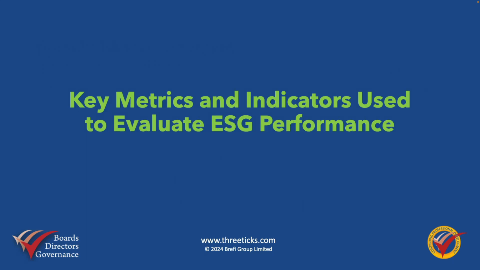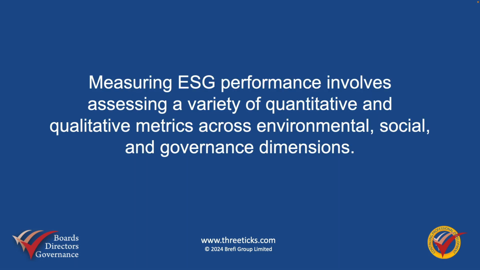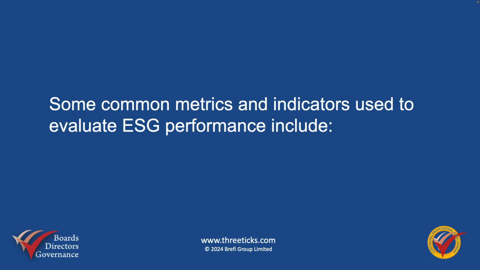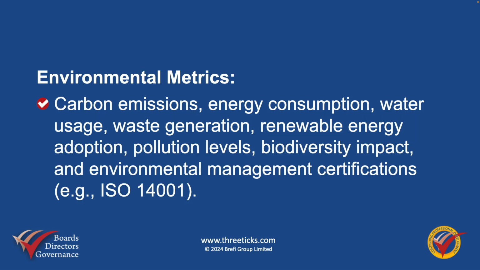Key metrics and indicators that are used to evaluate ESG performance. Measuring ESG performance involves assessing a variety of quantitative and qualitative metrics across environmental, social, and governance dimensions. Some common metrics and indicators used to evaluate ESG performance include environmental metrics: carbon emissions, energy consumption, water usage, waste generation, renewable energy adoption, pollution levels, biodiversity impact, and environmental management certifications such as ISO 14001.